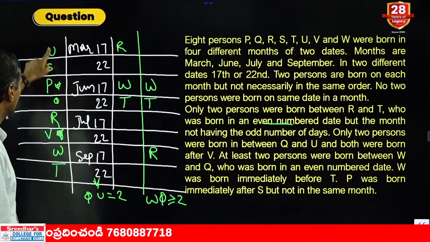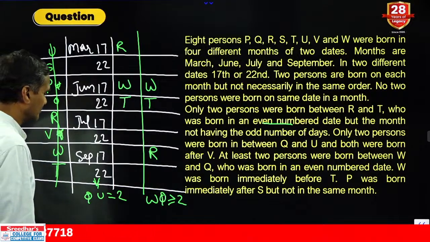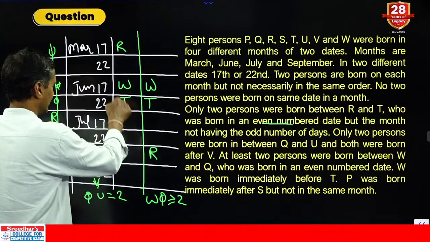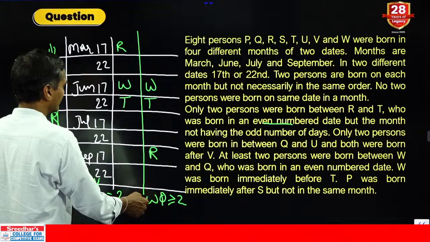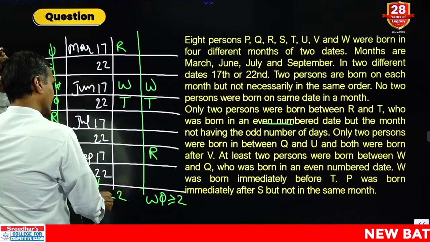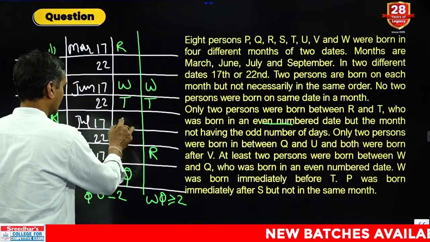V should be after, but here what has happened? It has come before V. And that is ruled out. Then coming back to this one. Now in this possibility, W and T were here. Now between W and Q, more than 2 persons, isn't it? And Q and U, again there are 2 people here. Now if Q is here, and 1, 2, U will be here.